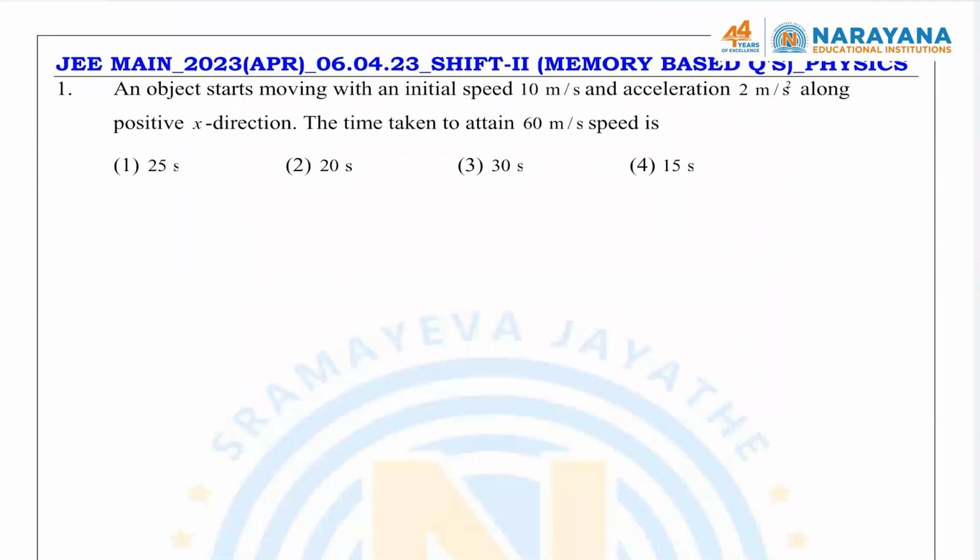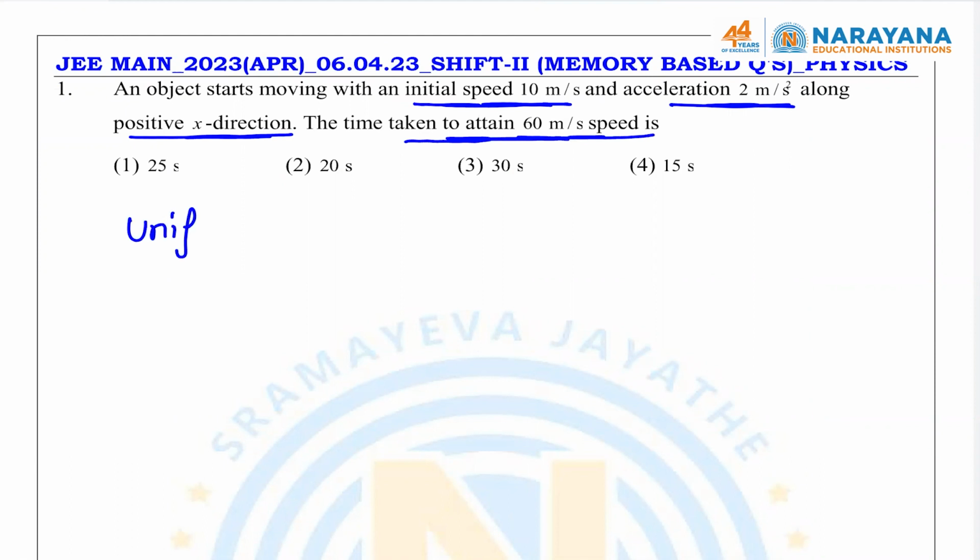All right, so this is the first question. We have an object that is moving with an initial speed of 10 meter per second and an acceleration of 2 meter per second square, both along the positive x direction. We want to find the time taken to attain 60 meter per second. So it is a simple case of uniform acceleration.